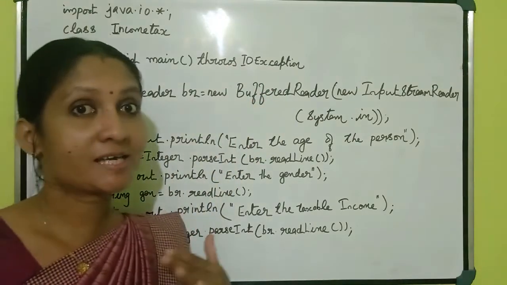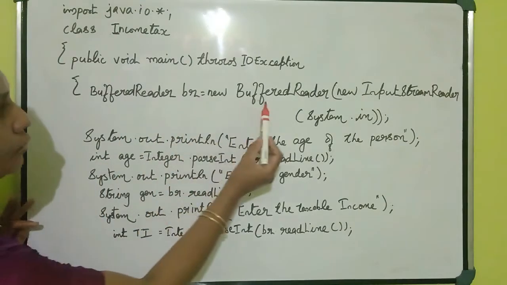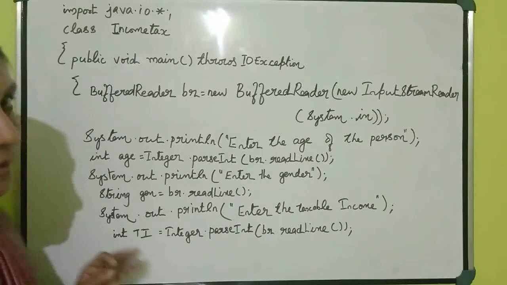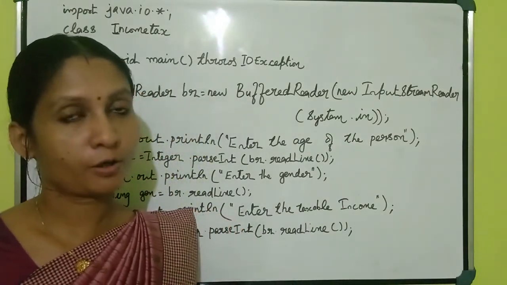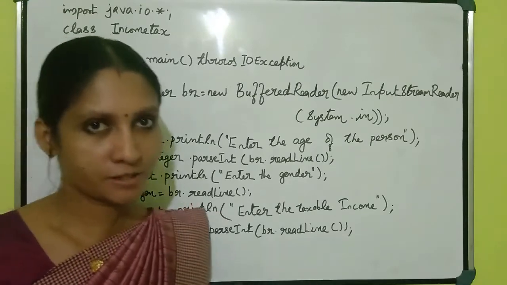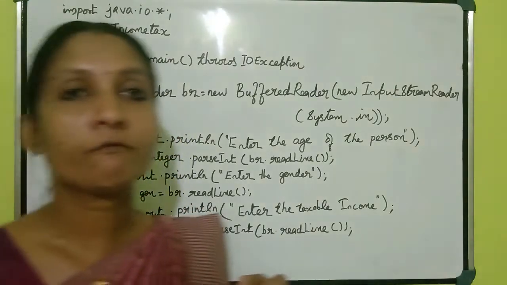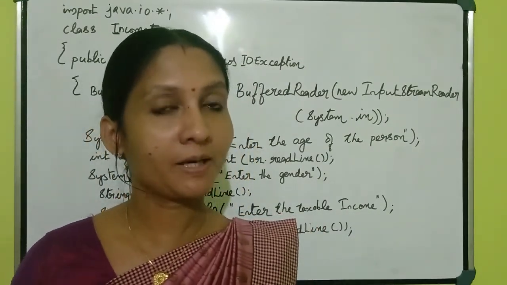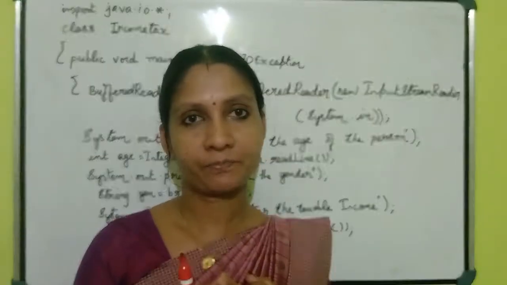After that, we need to create a BufferedReader object. BufferedReader br is equal to new BufferedReader, new InputStreamReader, new System.in. These statements we already studied. If you don't know, please watch my previous videos. Then only you can understand this one. And then, what are the input variables you need to input in this program? Do you remember? Age, gender and taxable income.